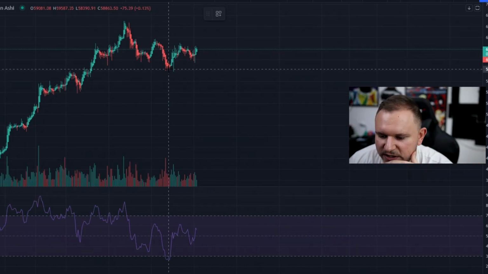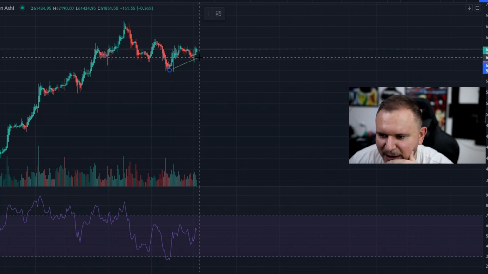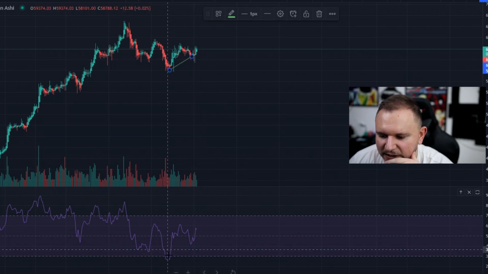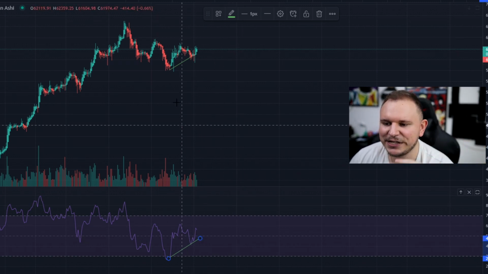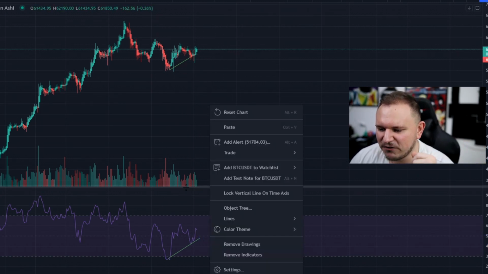Perhaps. Oh, would you look at this? We just spotted a bullish divergence. Wait, is it? No, never mind. There's no divergence here at all. RSI is going the same way the price action does. Never mind. False alarm, guys.